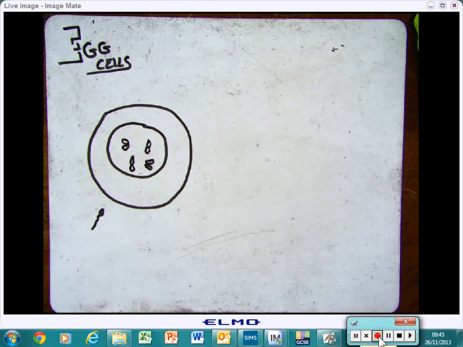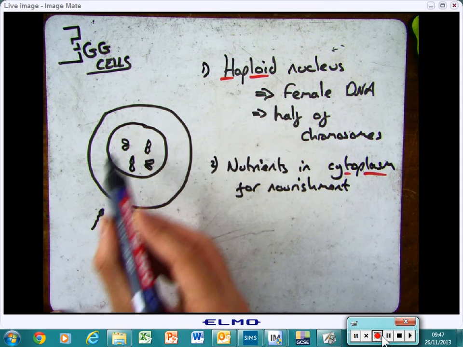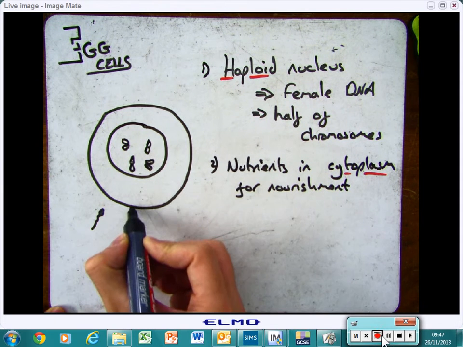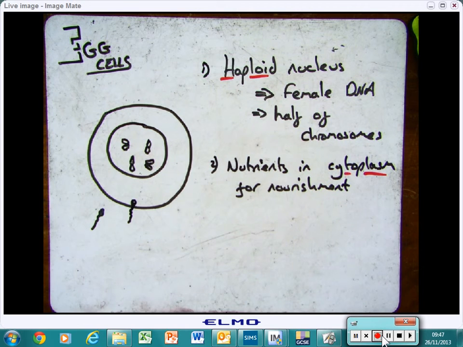The egg cell, by comparison to the sperm cell, is huge, as you can see by my awesome diagram here. The egg cell contains female DNA, and it also contains food to nourish the embryo. And the only final thing that you need to know is the cell membrane around the outside, once fertilized, will change its structure, and by doing that it means that no more sperm can get in.